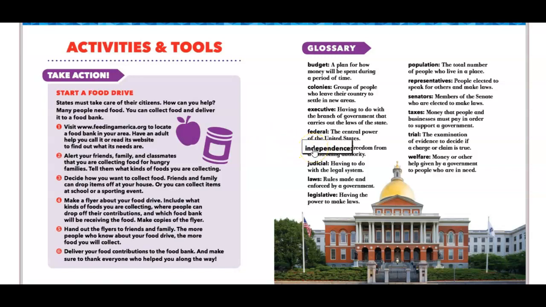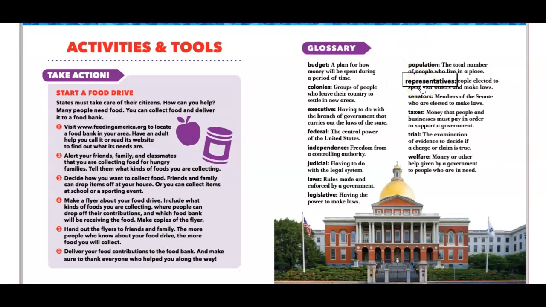The next bold word is independence. Independence is freedom from a controlling authority. The next bold word is judicial, having to do with the legal system. The next bold word is laws, rules made and enforced by a government. The next bold word is legislative, having the power to make laws. The next bold word is population, the total number of people who live in a place.